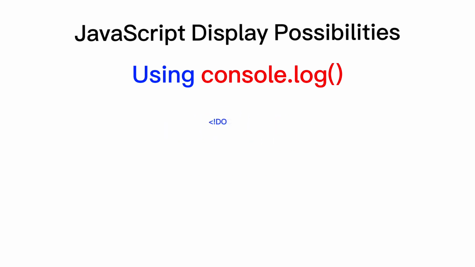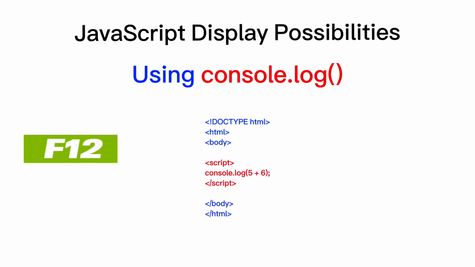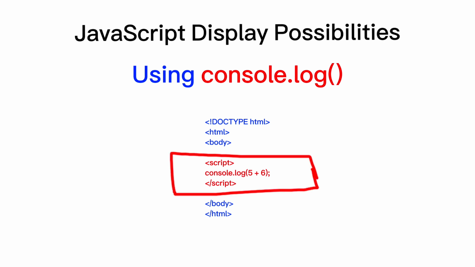To test this method, write the following code and open this web page with your browser. Now press F12 on your keyboard to see the debugging area. After you activate the debugging area, you will see the result of 5 plus 6 there. Mostly developers use this method to solve problems on a web page, and this method is not used to display data for users.